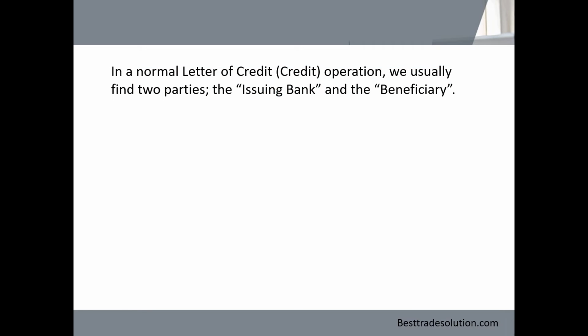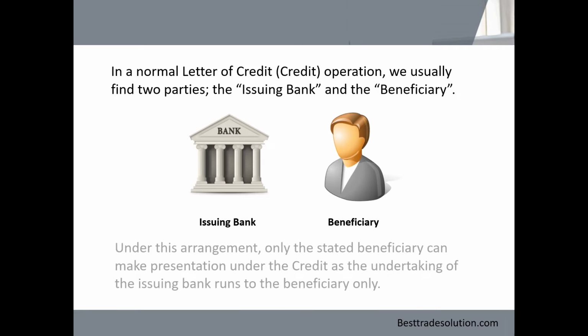In a normal letter of credit, also known as a credit operation, we usually find two parties, the issuing bank and the beneficiary. Under this arrangement, only the stated beneficiary can make presentation under the credit, as the undertaking of the issuing bank runs to the beneficiary only.